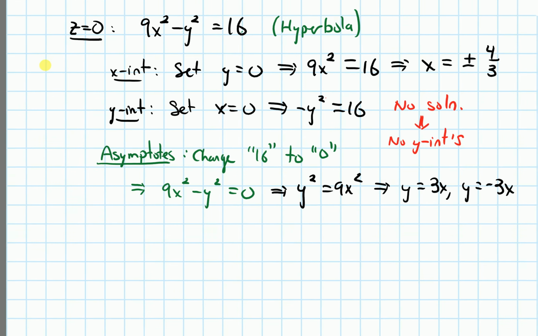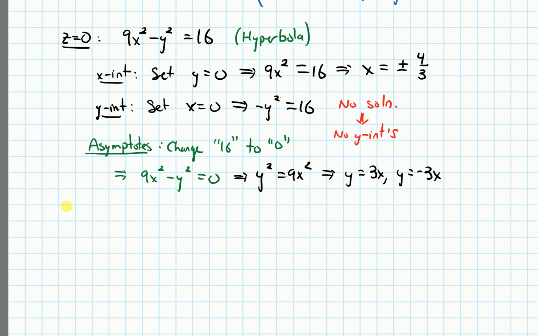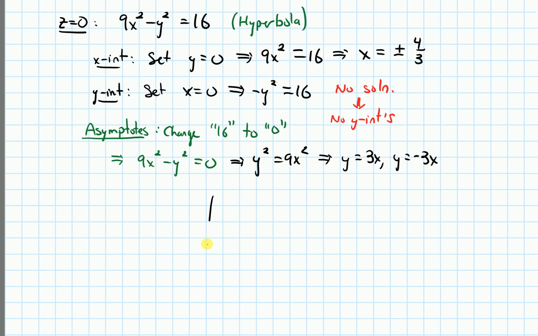Okay, so let's graph this. I'm going to draw some axes. So this is going to be my x-axis, that's my y-axis. Let's do the asymptotes first. The asymptotes are pretty steep lines. The slope is 3 for one of them, so y equals 3x. And then y equals negative 3x. This one has a slope of negative 3.